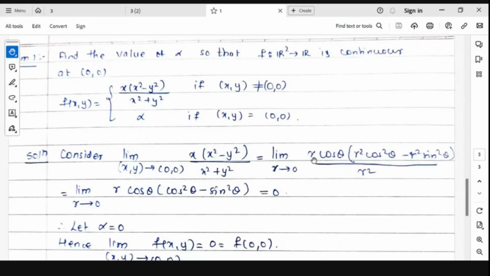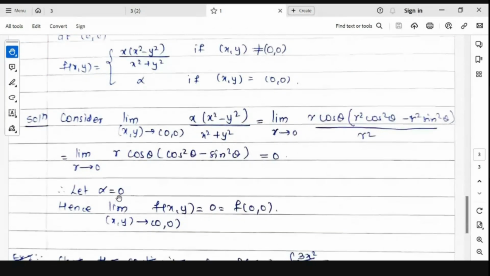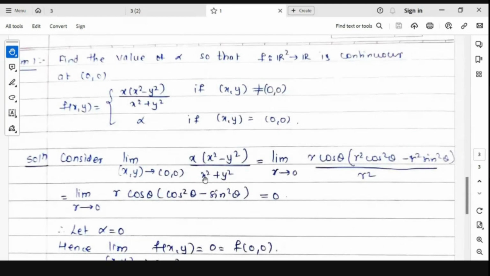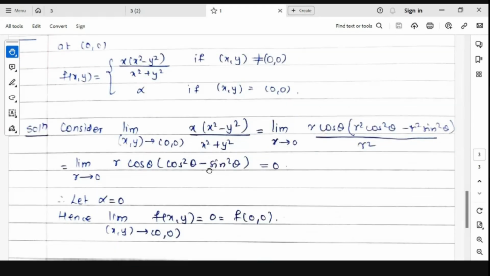So this is r cos theta into (r square cos square theta minus r square sin square theta) divided by r squared. On simplifying this, you simply get r into cos theta into (cos square theta minus sin square theta), and the limiting value turns out to be 0. So if I take alpha equal to 0, then my function turns out to be continuous. So this is one of the good applications wherein you can use polar coordinates to handle the question of continuity.